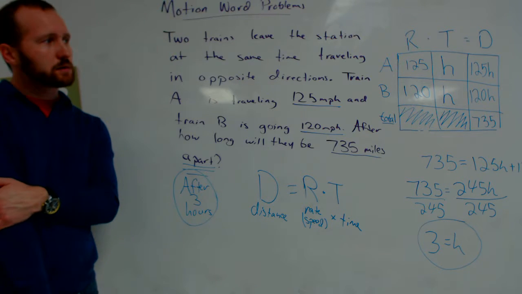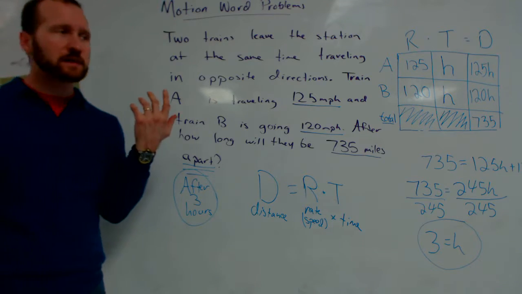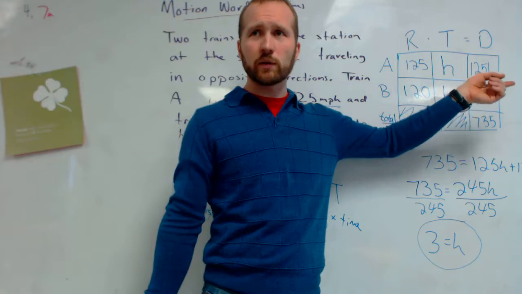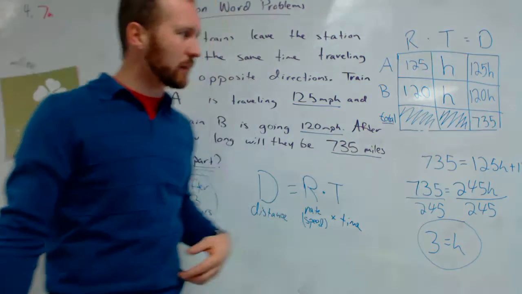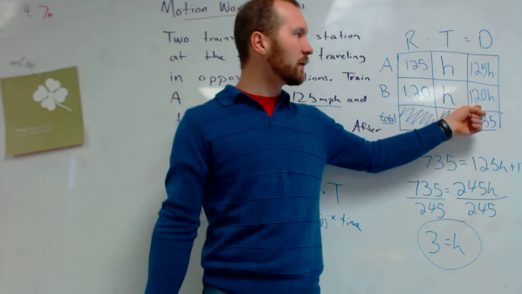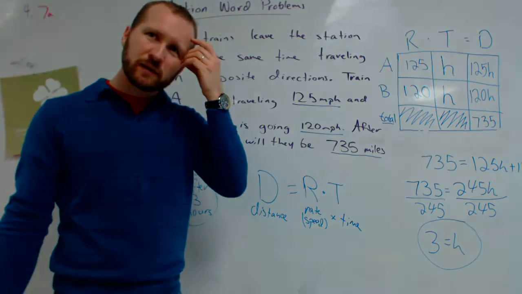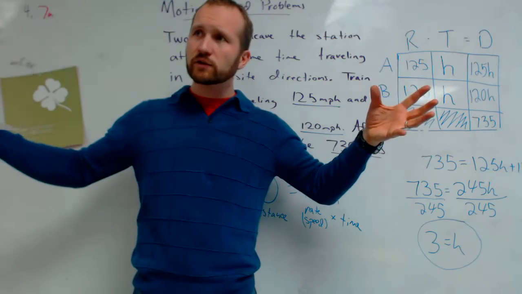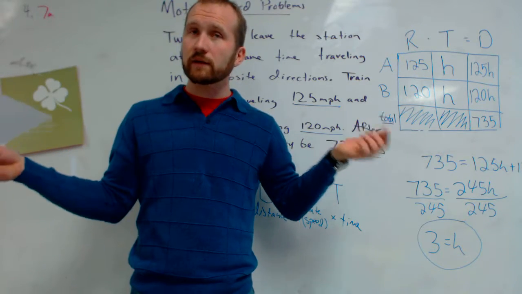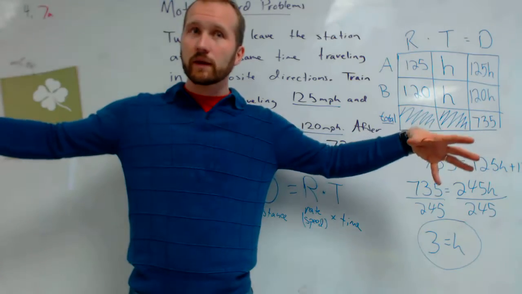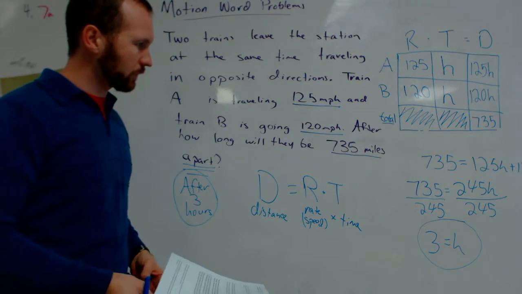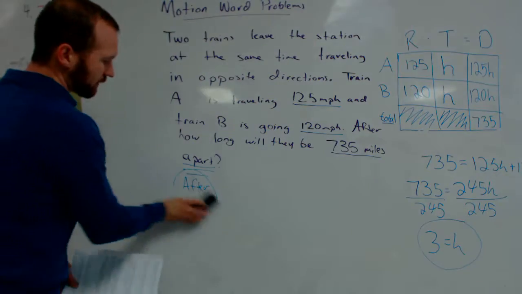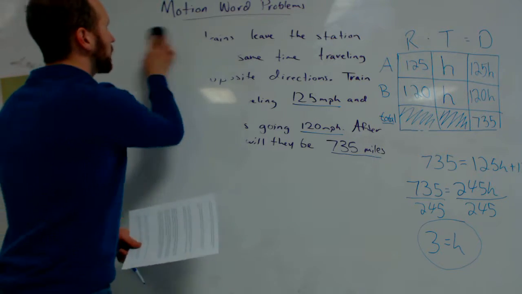And I could kind of check that by saying, okay, after 3 hours, train A will have gone 3 times 125, which is 375 miles. Train B will have gone 3 times 120, which is 360 miles. 375 plus 360, they went in opposite directions. That's a total of 735 miles that they've come. That's how far apart they would be. Alright. So using this same kind of method, we can actually solve a whole bunch of different types of problems. So that's what we're going to do now.